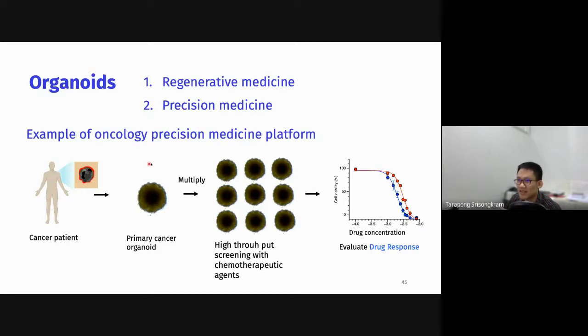The precision medicine is that you obtain the cells from, for example, a cancer patient, you can obtain the cancer cells and culture them in the organoid, and then you can evaluate the drug response and use that drug response in the clinic. I mean, use the drug combination that you earlier tested in the organoid or in the in vitro system, and then the physicians can decide that, okay, this drug combination is mostly active or effective for the patient. So we can select more precisely medicine for the patient.